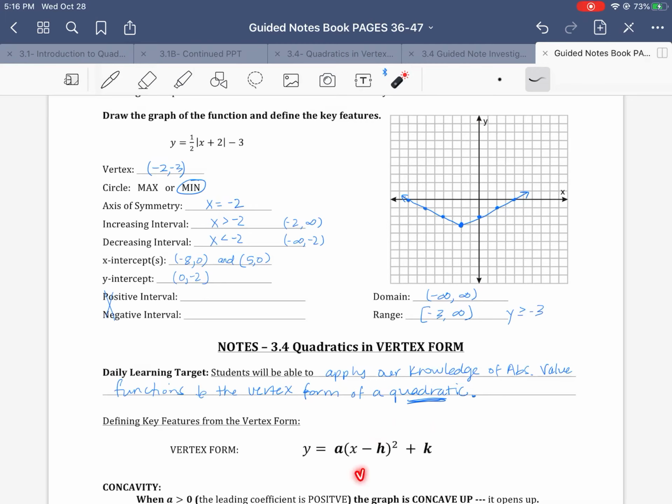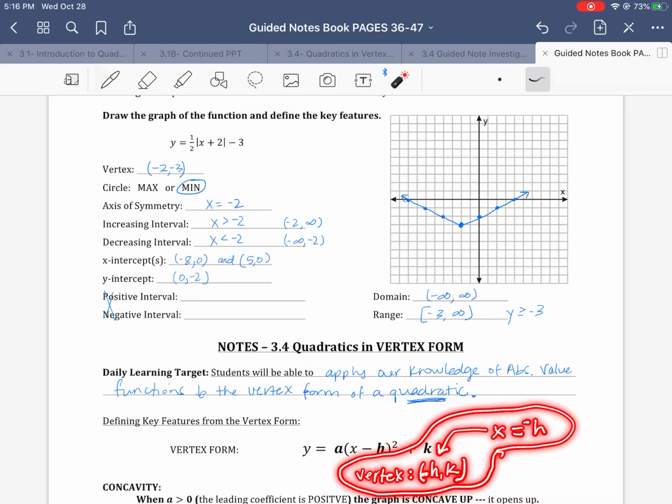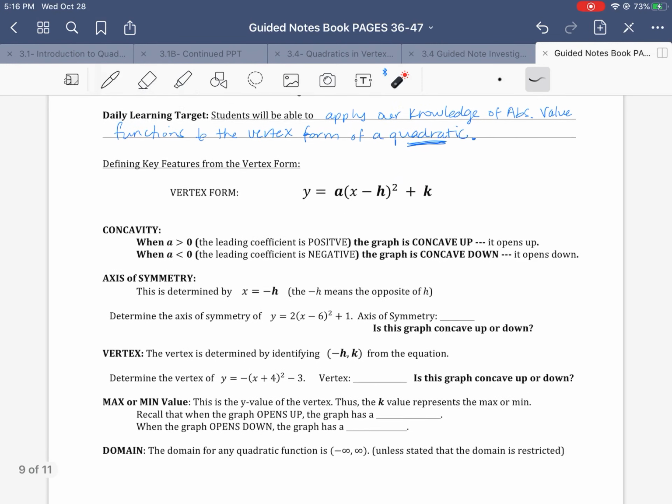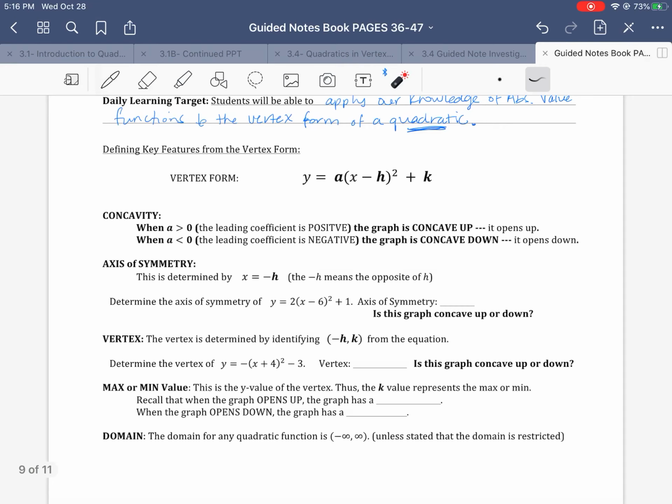But again, what I want you to realize is that you could identify a lot of these things just from that, right? Our vertex here would just be (h, k). And we wrote (negative h, k) a lot to remind us that it was the opposite on the inside there. And then remember, the axis of symmetry goes through the vertex, so the axis of symmetry would be x equals that h value, whatever it is, and we could write negative to remember that it's the opposite. But we can find a lot of these key features just from the equation, so that's kind of what our goal is today. And as we move down, you'll kind of see that that's the case.